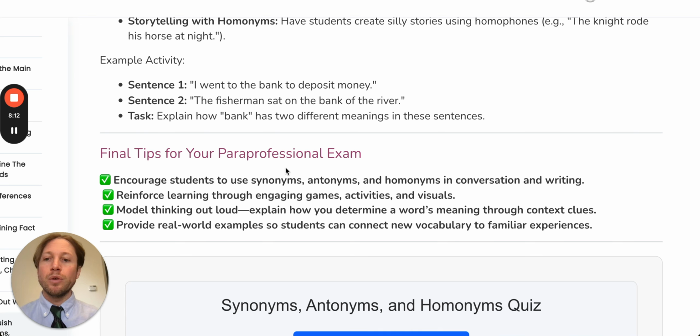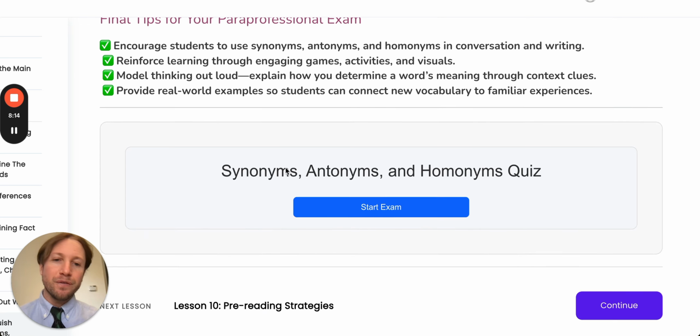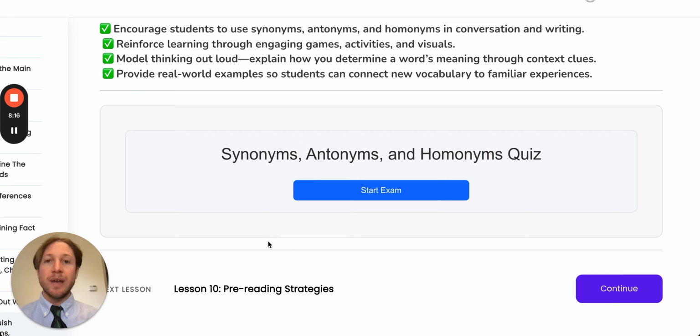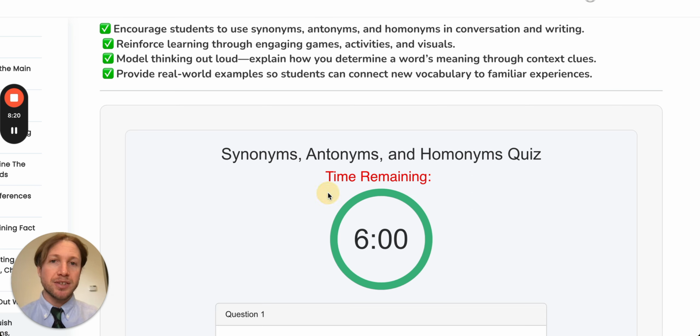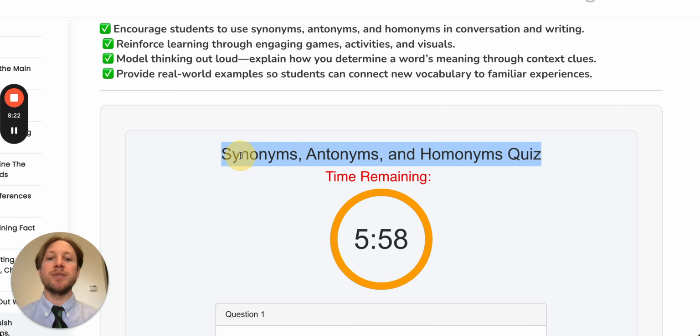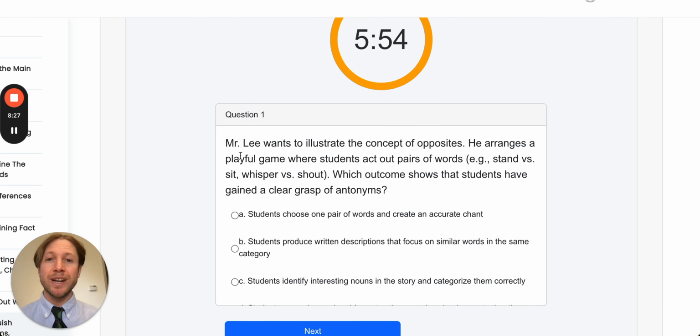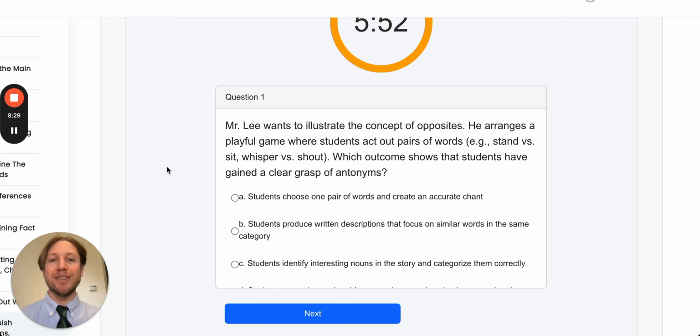Now, read the final tips, and when you're finished reading this lesson, make sure to go ahead, click the Start Exam button, and take the synonyms, antonyms, and homonyms quiz to double check that you are ready for this section of your para test. You're doing great, and I'll see you in the next lesson.